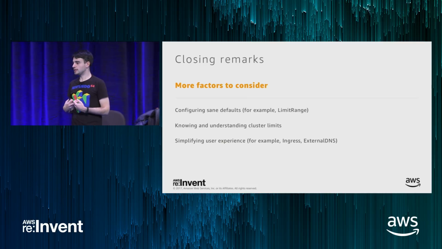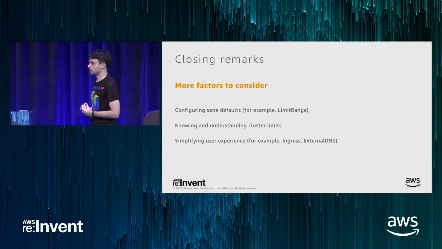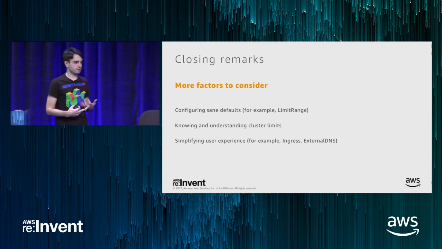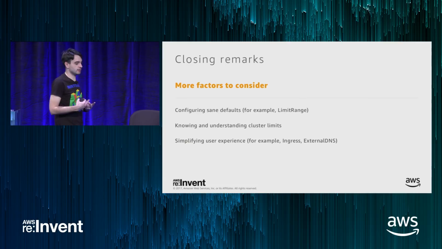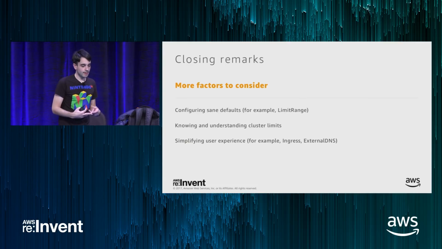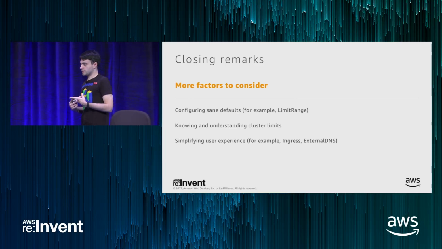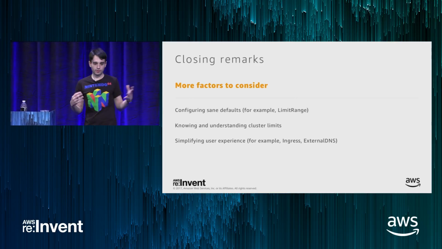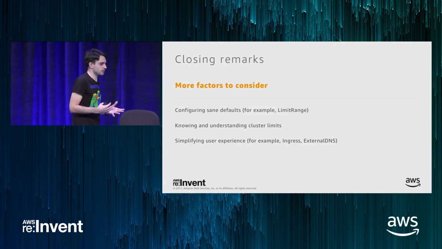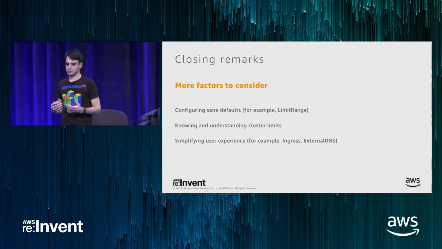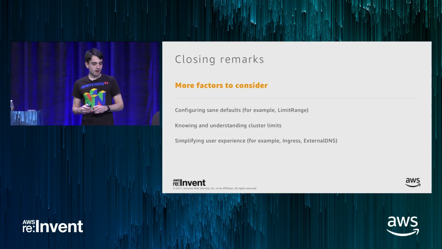For example, you definitely want to configure some sane defaults for your cluster. For this, I mean LimitRange, which allows you to specify some default requests and limits in terms of memory and CPU for applications that don't specify them. Very useful. You can set quota, for example, to limit the number of pods that can run in a single namespace, such that you don't have a single developer saying, I want 10,000 of this. Might be too much for that particular cluster.